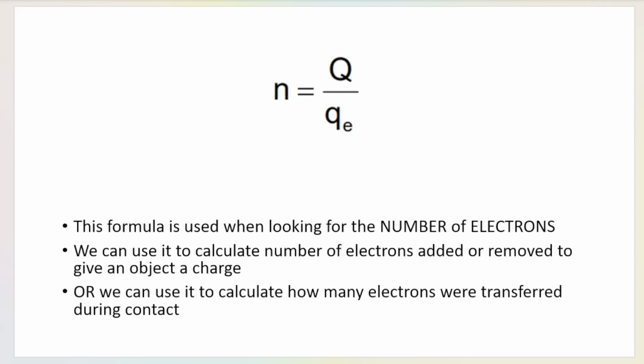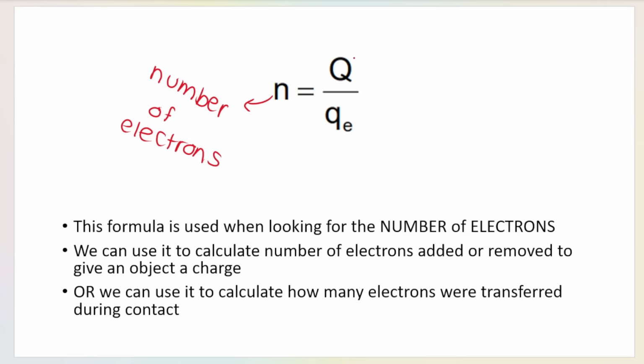Then our second formula is N is equal to Q over Qe. Remember I mentioned that instead of Qe, they can just say e. N is number of electrons. So we use this formula whenever we are asked to calculate the number of electrons. So that's what I said here. This formula is used when looking for number of electrons or amount of electrons. We can use it to calculate the number of electrons added or removed in order to give an object charge, or we can use it to calculate how many electrons were transferred or how many electrons moved during contact.